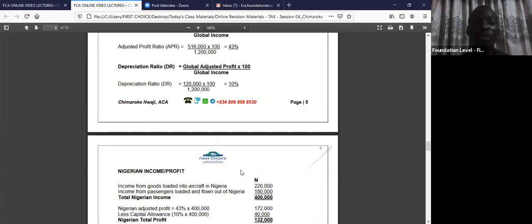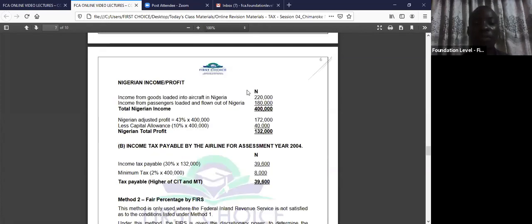So the next thing to do is to bring your Nigerian income. So those two incomes we analyzed. Total Nigerian income happens to be 400. Now you double underline it. 400 is your Nigerian income. If the global income is 1,200,000 and the profit is 43%, that means for Nigeria income of 400,000, the profit of Nigeria should be 43% of 400,000. That is why we are using the adjusted profit ratio.